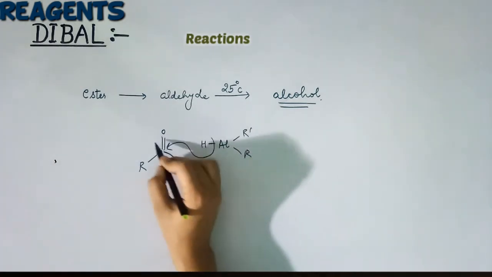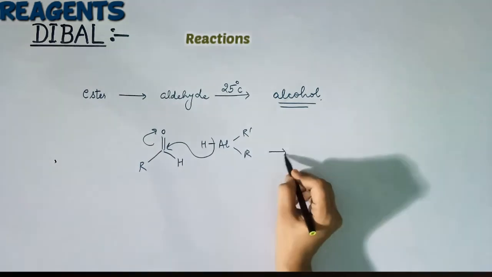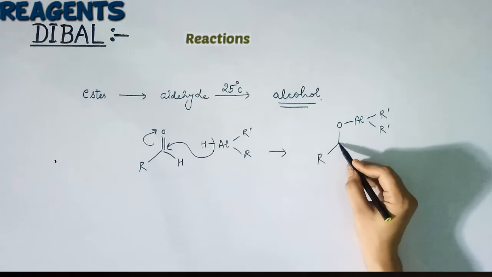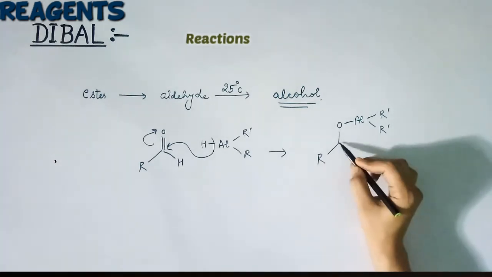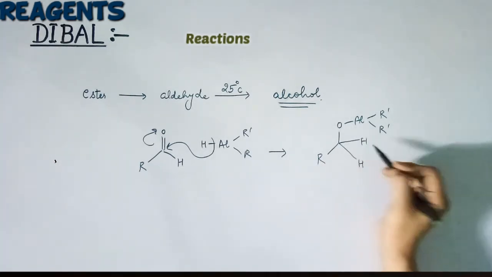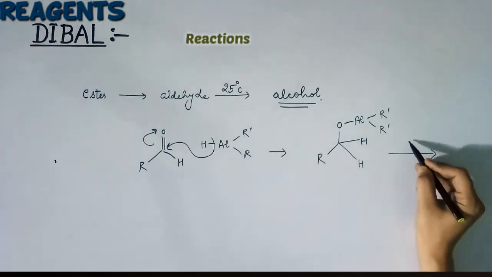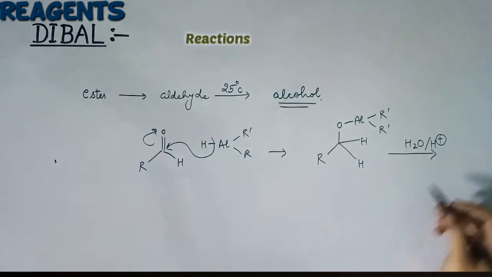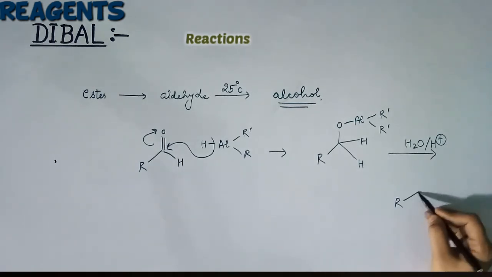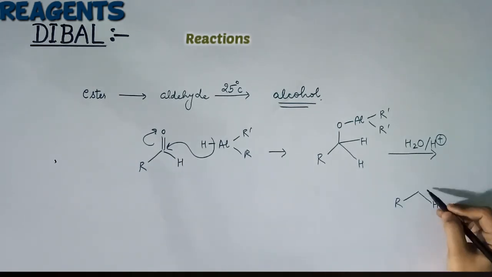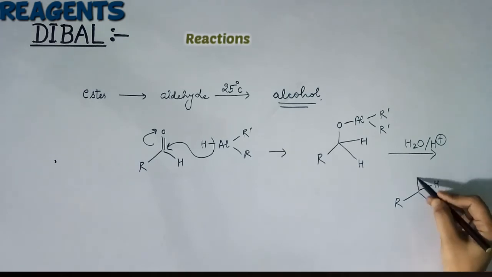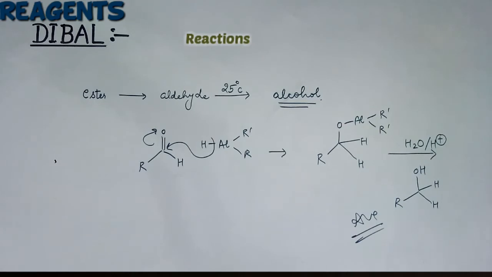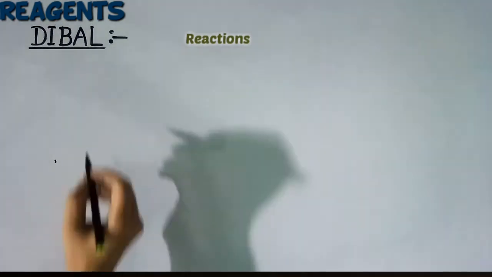It will reduce it like this, the bond will migrate to this position, and this kind of a species will be formed. Okay, and now hydrolysis will take place in a similar way, and here you have an alcohol. This is the product. Let us see the reduction of nitriles.